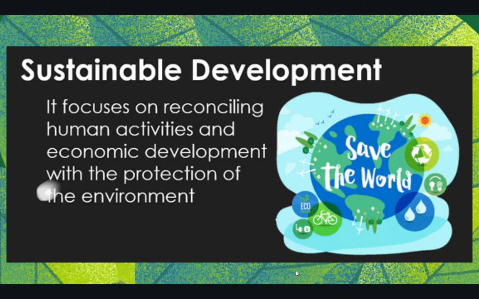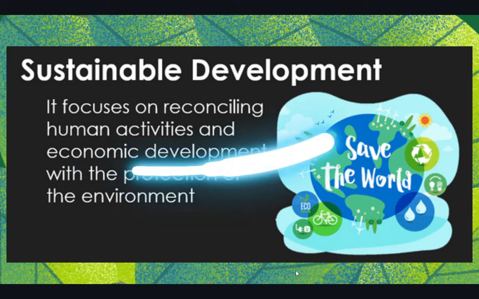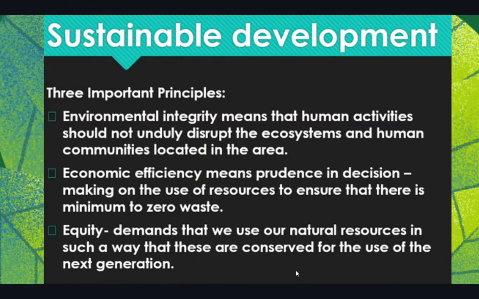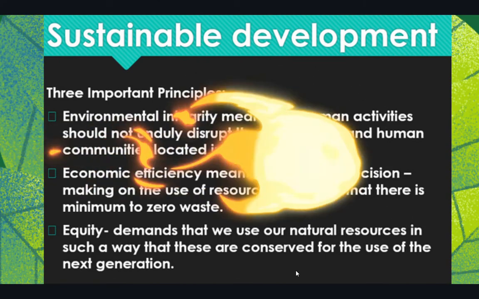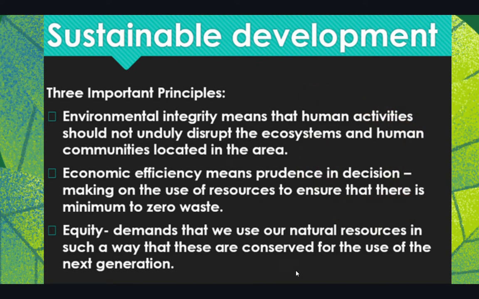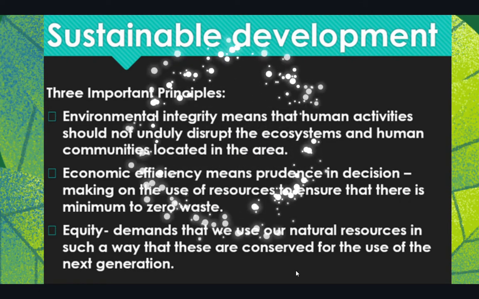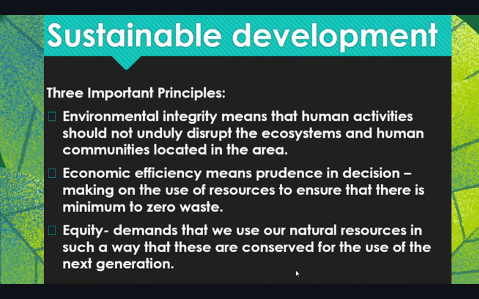Okay? So now, may tatlong important principles ang sustainable development. Ano nga po itong tatlong important principle na ito? And those are the environmental integrity, economic efficiency, and lastly is equity. Okay? Start tayo sa environmental integrity. Environmental integrity means that human activities should not unduly disrupt the ecosystems and human communities located in the area. Okay? So from the word itself na integrity, which represents our strong moral principles to do what is actually right.